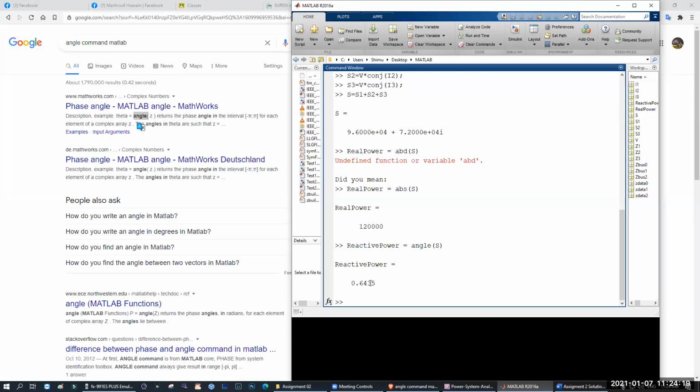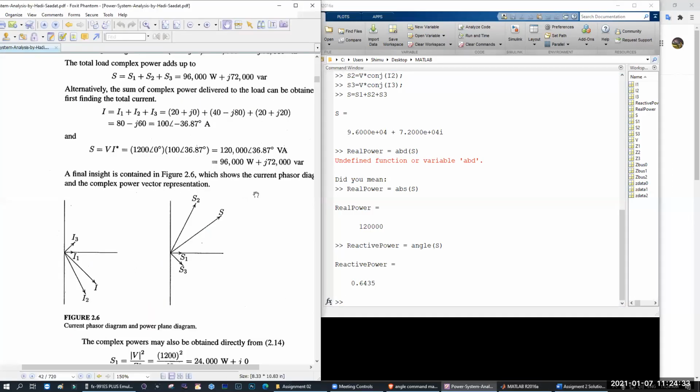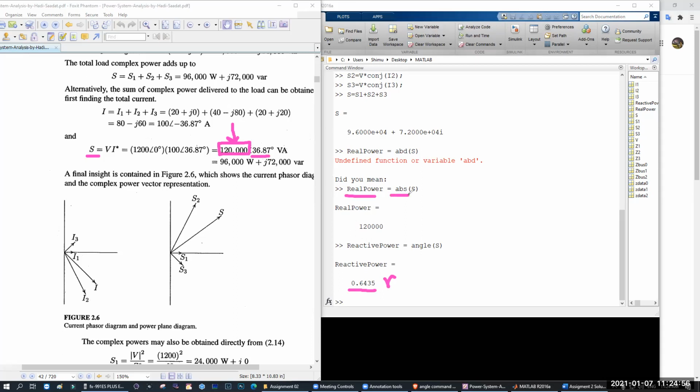No, I made a mistake somewhere. See, by the way, what I have done here: 120,000 is your total power, that is the absolute, the magnitude of the power. And this is the angle, in radians. I made a mistake. The real power is not the absolute, and reactive power is not the angle.